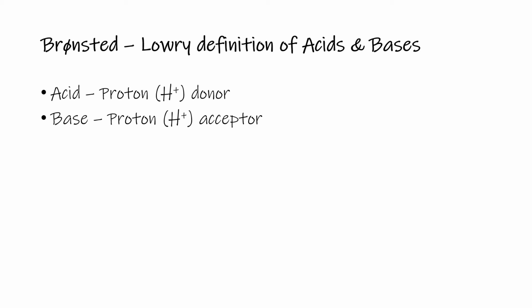Okay, so we're going to start with looking at the Bronsted-Lowry definitions of acids and bases. This is going to help us determine what the acid is, what the base is. So the acid is defined as a proton, which is another word for hydrogen ion donor. So an acid is a proton donor and a base is a proton acceptor.